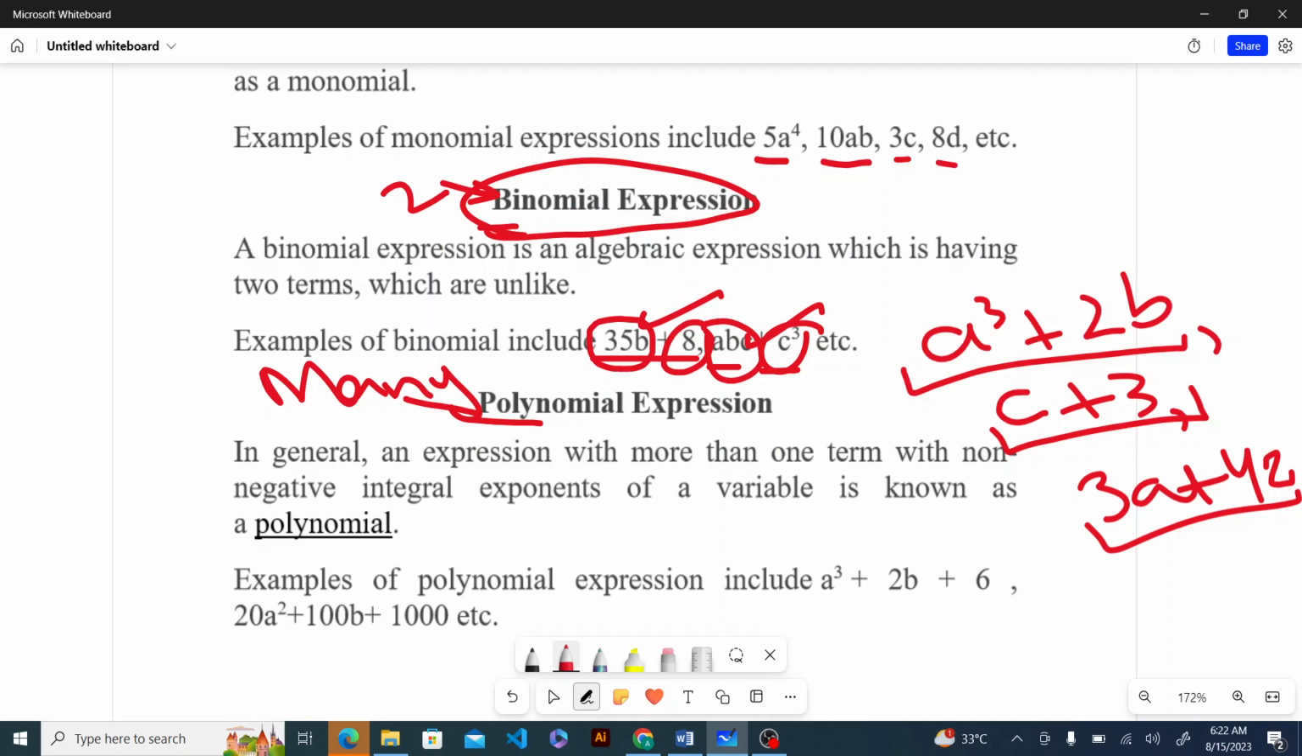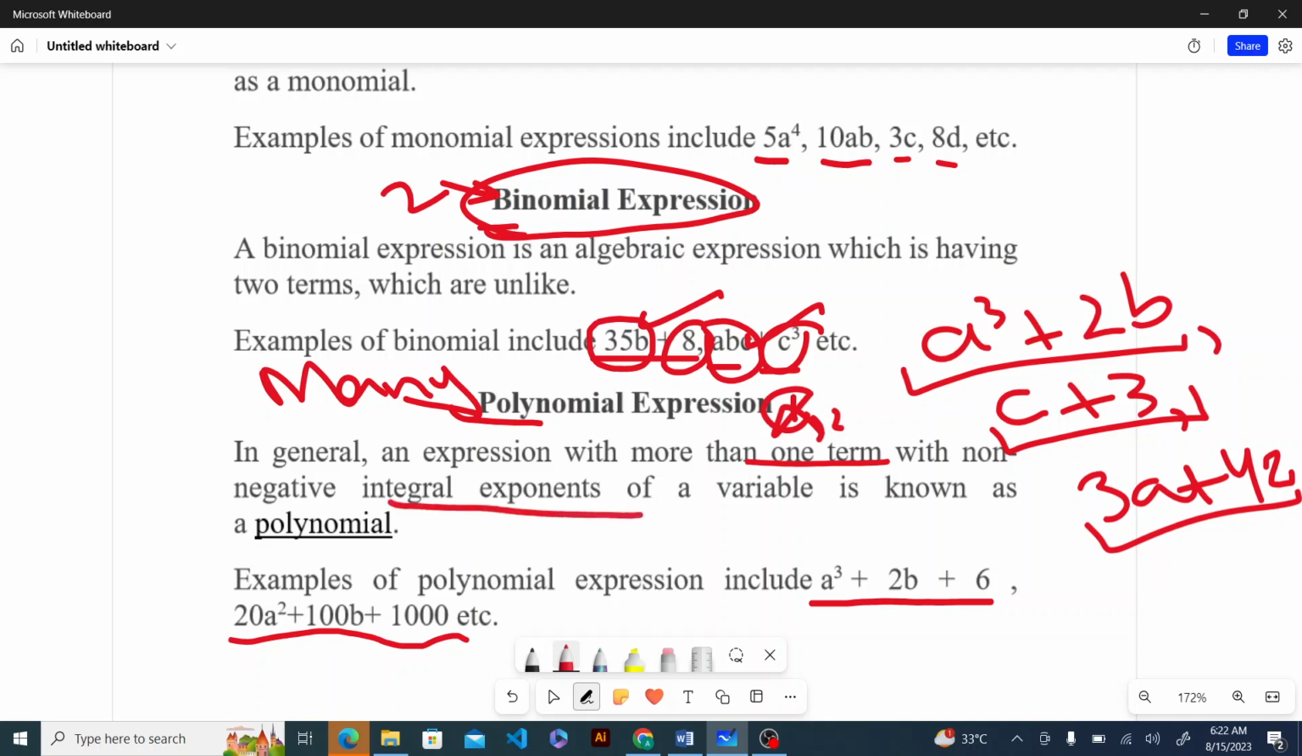Okay, now polynomial expressions can have one, two, sorry, not one, because one will be monomial. So more than one means 2, 3, 4, 5, up to many, like infinite. How many terms you want to add in polynomial expression, they can be added into that. So some examples are here, like a cube plus 2b plus 6, 2a square plus 100b plus 1000, etc. The definition is an expression with more than one term with non-negative integral exponent of a variable.